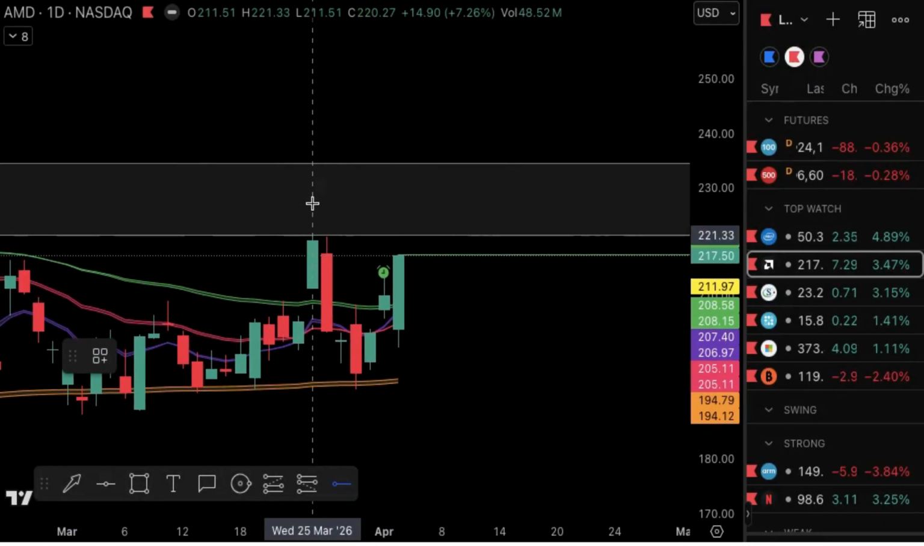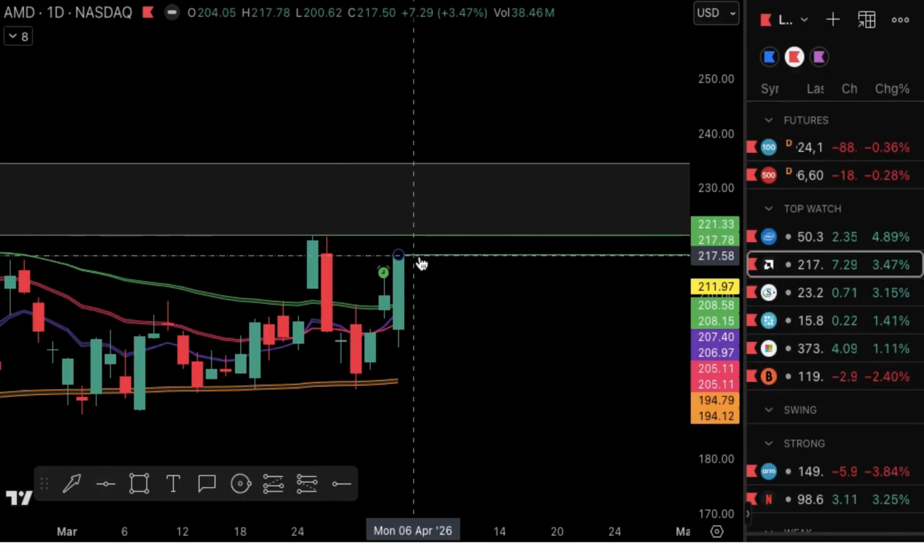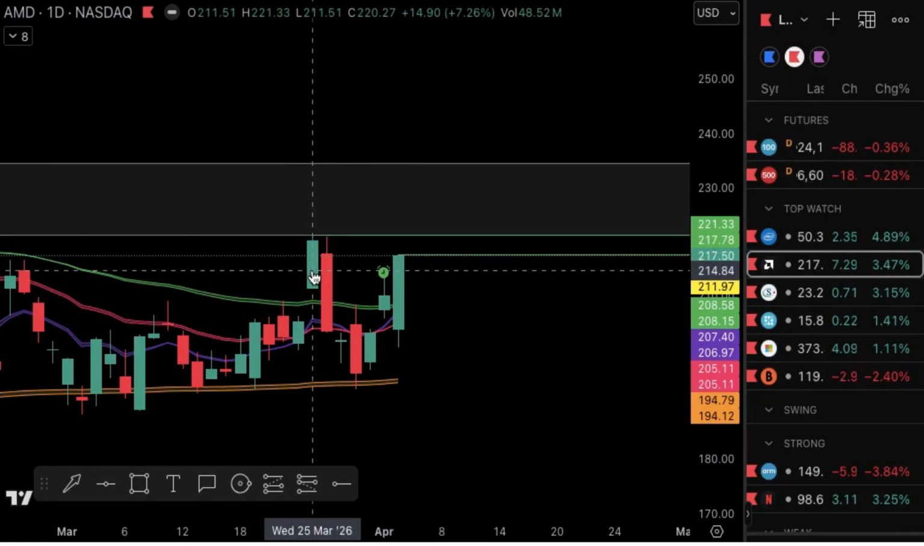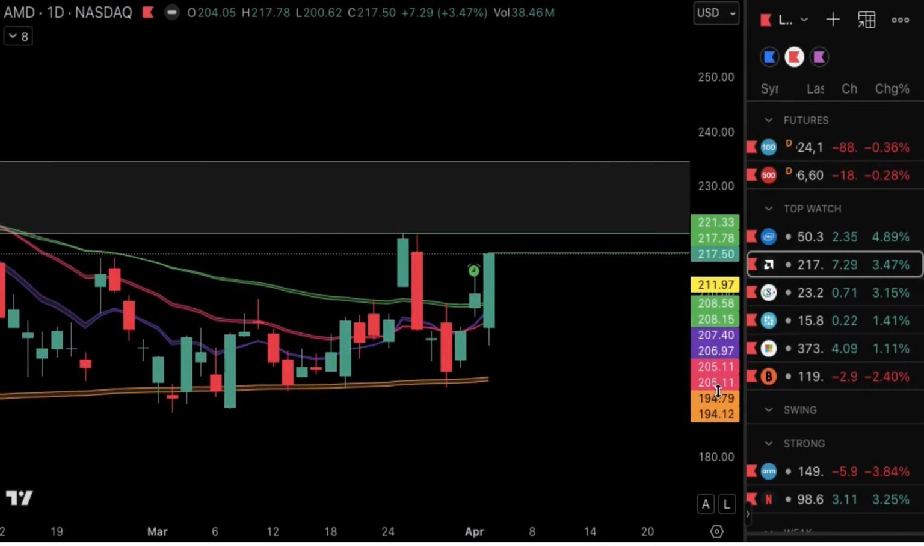Possibly trade into the start of this gap. So maybe buy some calls on a break and retest, and then possibly even again on the break and retest of this candle here, the Wednesday's highs from March 25th. So we'll see what we get. I just want to keep my eye on it.